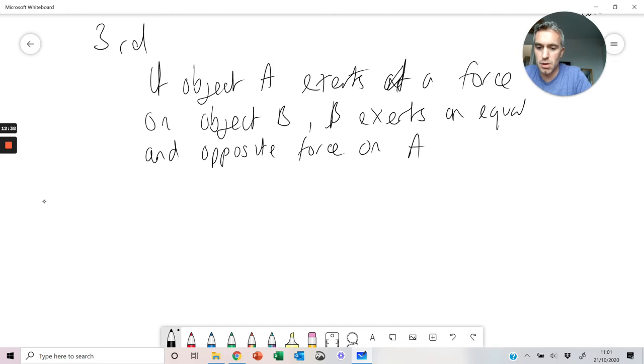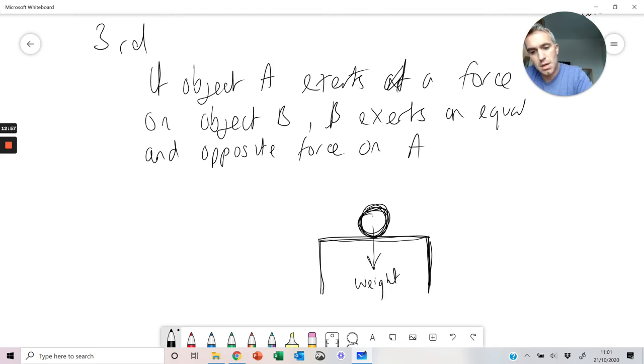Let's look at the classic one, something on a table. People get themselves confused because you see one of the forces acting down is going to be the weight. There's another force acting up, and that is the reaction of the table. That is not Newton's third law. Newton's third law must be the same type of forces.